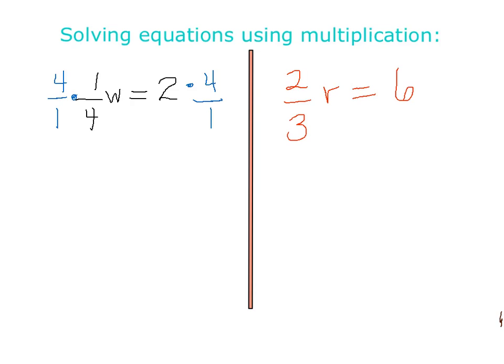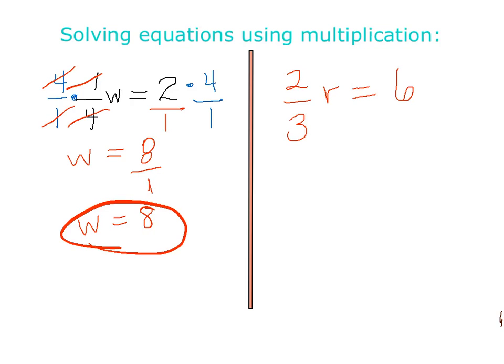And then we have to get rid of the commons, and this is pretty easy. You got a 4 here, 4 here, 1 here, 1 here. Leaves you with just w equals 2. Okay, so we have 2 times 4, which is 8, over 1 times 1, which is 1, and that leaves w equal to 8. Over here, same procedure, okay?